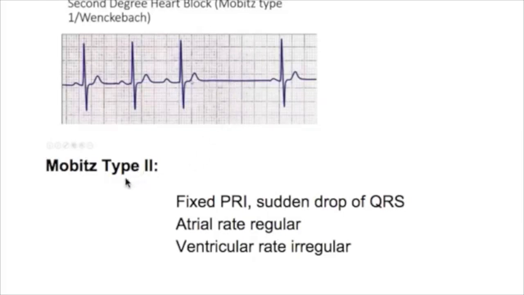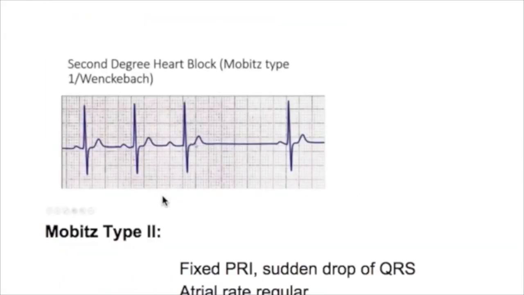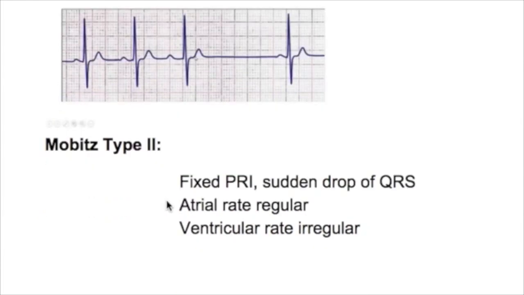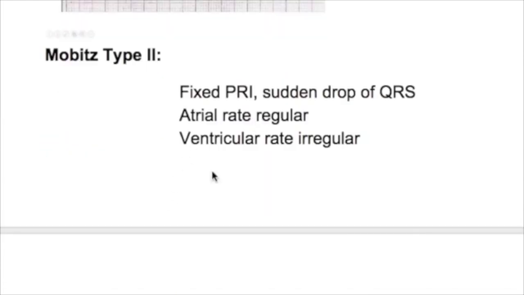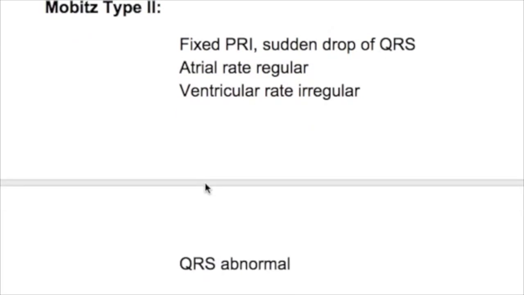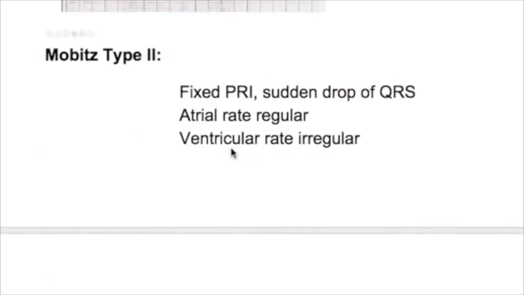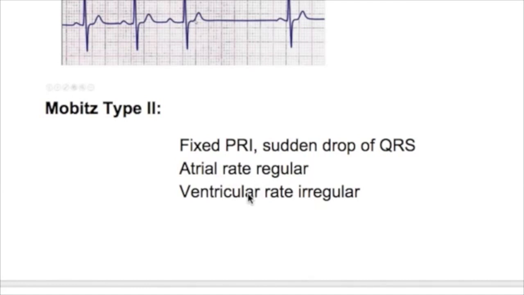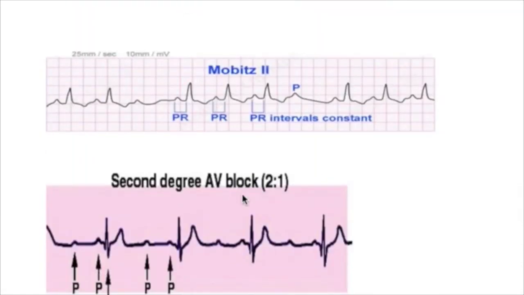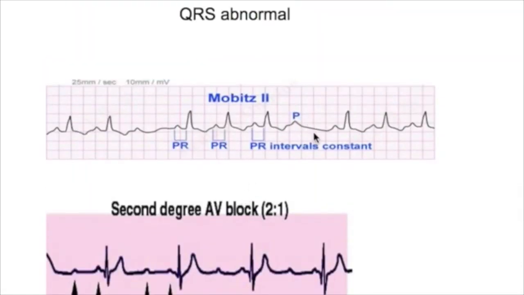So this is an example in second degree block where the P wave is also missing along with a QRS complex. Then in type 2, second degree heart block, there is a fixed PR interval with a sudden drop of QRS. So this is the difference between type 1 and type 2. Here the PR interval is prolonged but fixed, and then there is a missed QRS. Atrial rate is regular and the ventricular rate is irregular because the QRS is missing. So the ventricular rate is irregular.